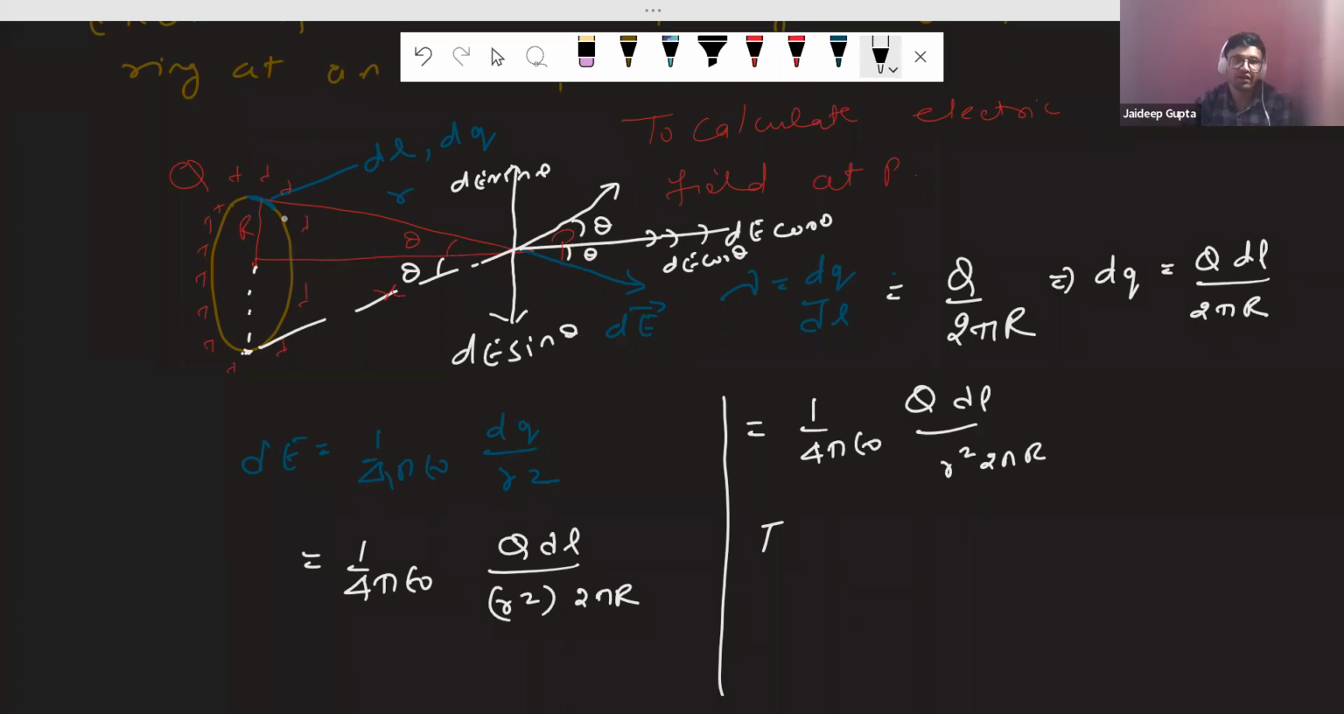Fine. Due to the symmetry, if I assume an element at the bottom of the ring, you'll get the small electric field in this direction, making an angle theta. And if I resolve it, we will get dE sine theta perpendicular components, and dE cos theta along the horizontal direction. All right.